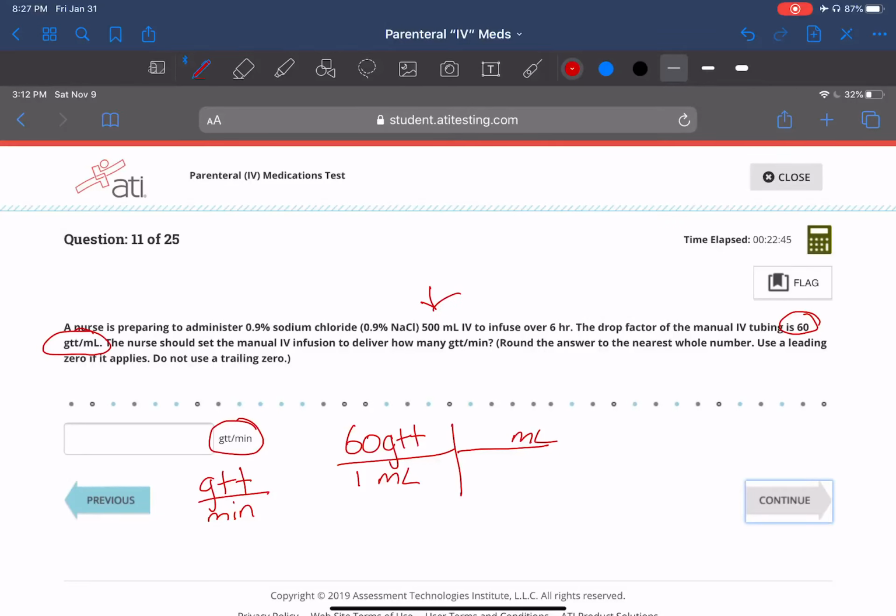We have 500 ml. And what is this 500 ml connected to? Because it's always connected to a number. The 0.9 is the name of the solution, so you don't need to know that. And it says 500 ml to infuse over 6 hours. So that 500 is connected to 6 hours.